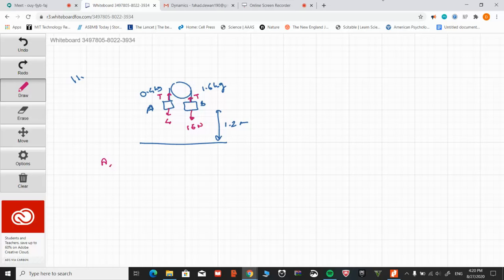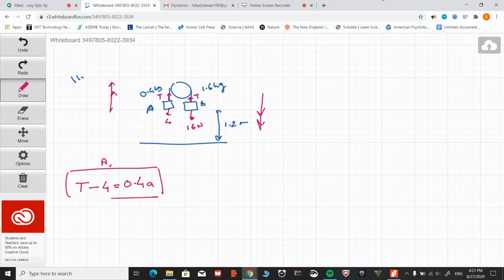Now for particle A, the forces are the T Newton force and the 4 Newton force, and you need to look at which force is bigger. Obviously, since particle B moves downwards, A moves upwards, and that has to be because the tension is bigger. According to Newton's second law, resultant force equals mass into acceleration, bigger force minus smaller force is equal to mass into the acceleration. That is your first equation.